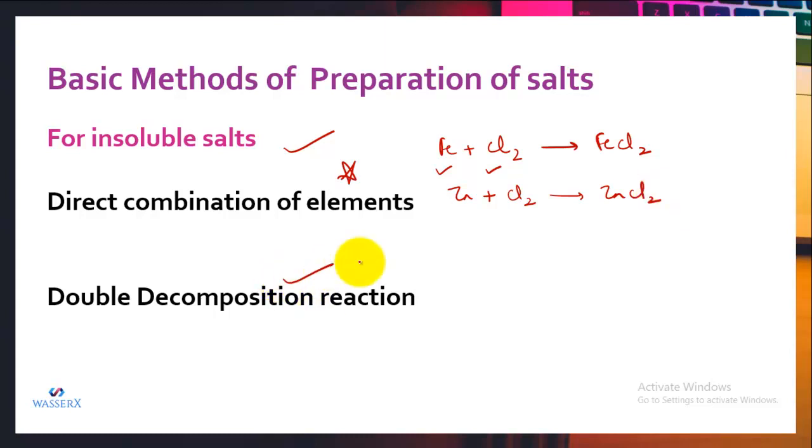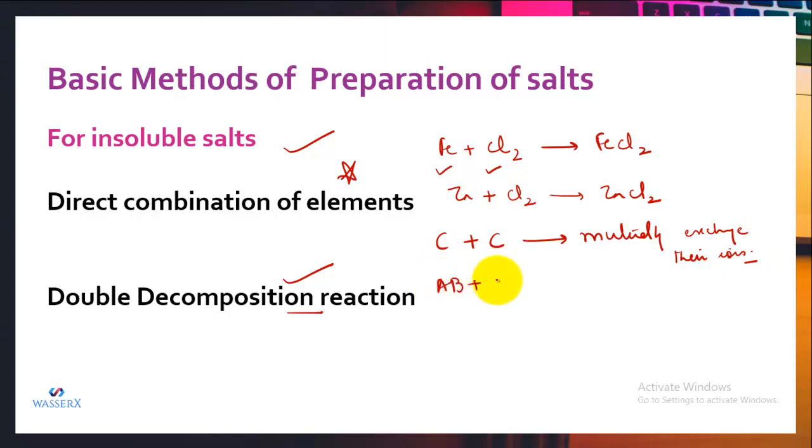Second is we can carry out the double decomposition reaction. Double decomposition reaction is a reaction between two compounds in which they mutually exchange their ions. Let's take an example of the general equation. Let's say I have a compound AB and another compound CD. If I write their valencies, these are the ions like this. They will interchange their ions. That is, A will combine with D, they will interchange their partners, you can say, and C will combine with B. So this is what a double decomposition reaction is.